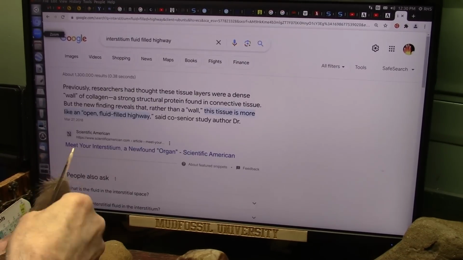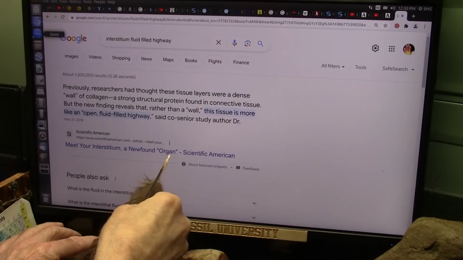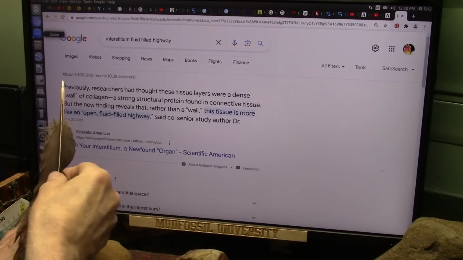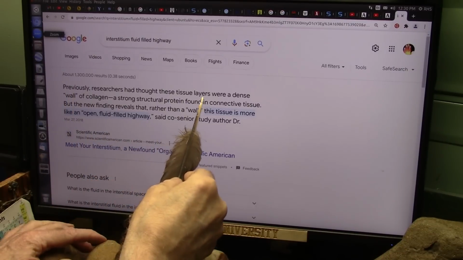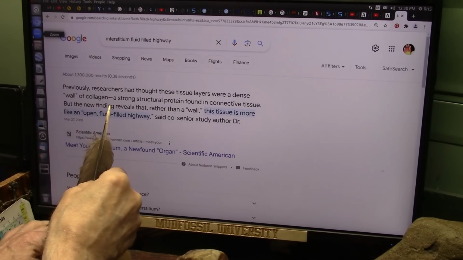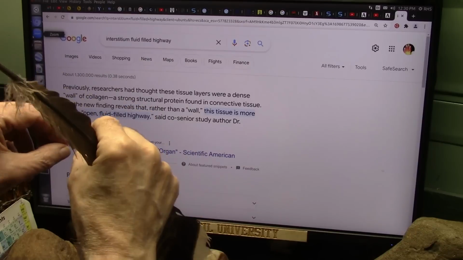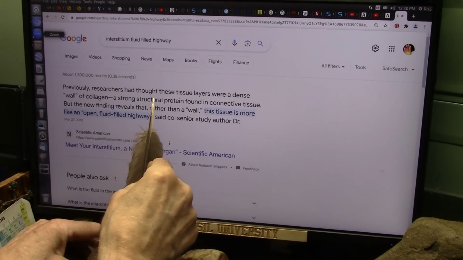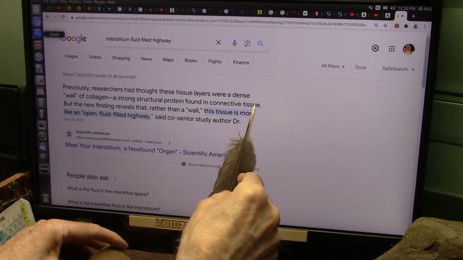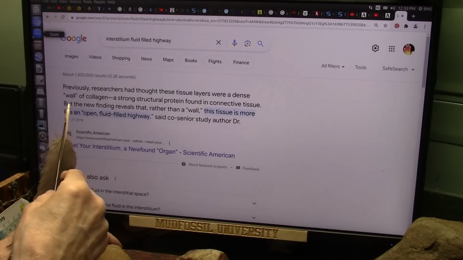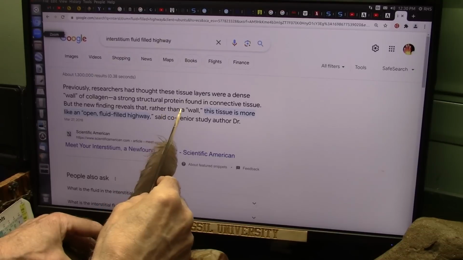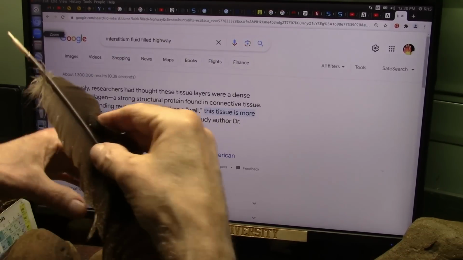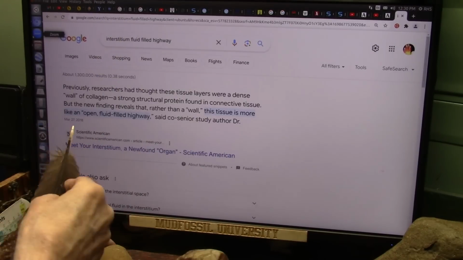You see, here it is right here. Meet your interstitium, a newfound organ. That's all that fascia, fuzz. It says, previously, researchers had thought these tissue layers were dense walls of collagen. It's collagen, but by the time they got it, it was flat because they're doing autopsies. A strong structural protein found in connective tissue. They're correct, that's what it is. However, the new finding reveals that rather than a wall, the tissue is more like an open, fluid-filled highway. Exactly. And they made this big announcement in 2018.